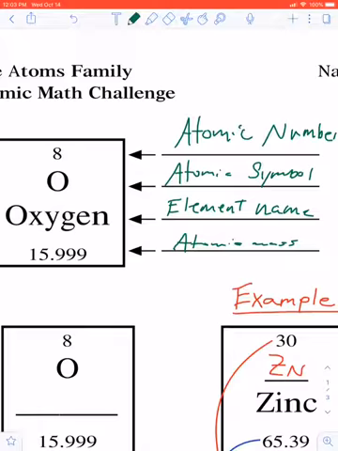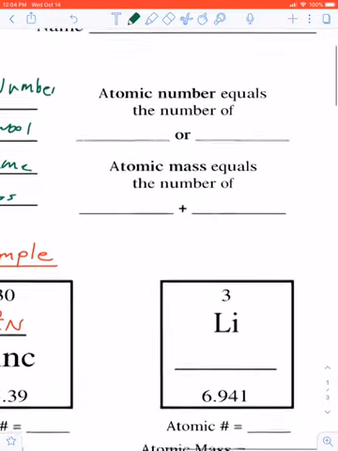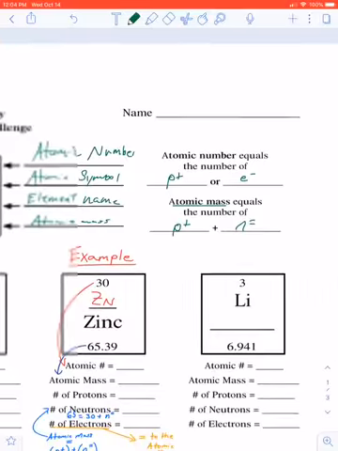The atomic mass. Alright, if we go over here, remember the atomic number is always equal to the number of protons, or in a stable atom, electrons. The atomic mass, and if you think about it, there's only three things. You have protons, neutrons, and electrons. We don't really worry about the electrons' mass, so when we talk about atomic mass, we're only worried about protons and neutrons.